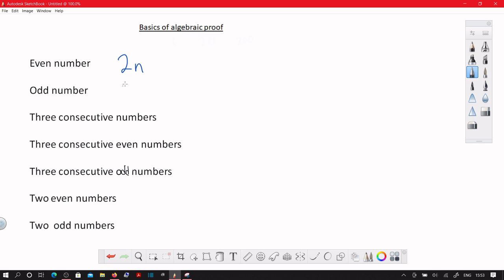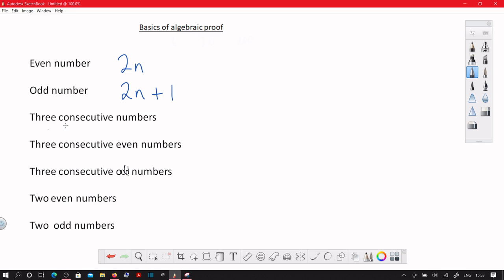Following on from that, odd numbers will be whatever an even number is plus 1. An even number add 1 gives you an odd number. Since 2n is representing an even number, 2n plus 1 is an odd number.